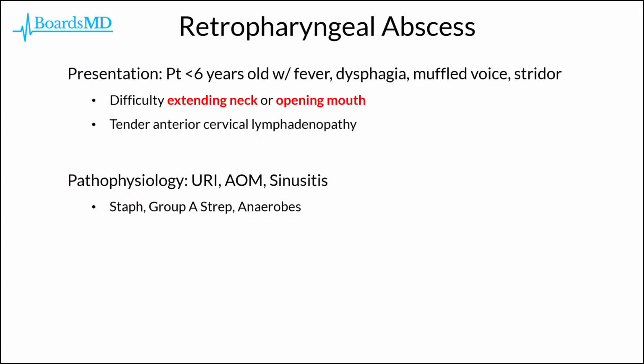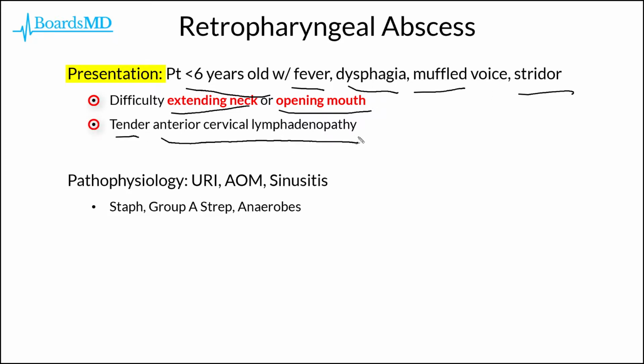Moving on to the retropharyngeal abscess, this is going to present in a patient who is less than 6 years old with fever, dysphagia, a muffled voice, and stridor. Additionally, these children are going to have difficulty extending their neck or opening their mouth. Also classically, because there is an abscess present and therefore an infection, these patients will classically also present with tender anterior cervical lymphadenopathy.